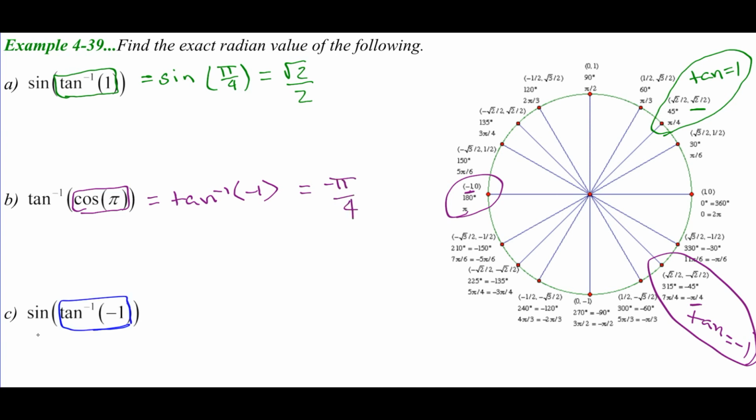So here we have sine of inverse tangent of negative 1. We're going to do the inverse tangent of negative 1 first. So again, we're here. So this becomes, what's the sine of negative pi over 4? At this negative pi over 4 value, my sine value is the y-coordinate, so negative radical 2 over 2.